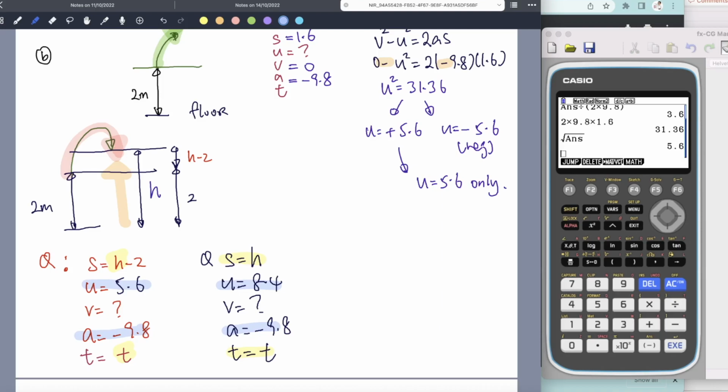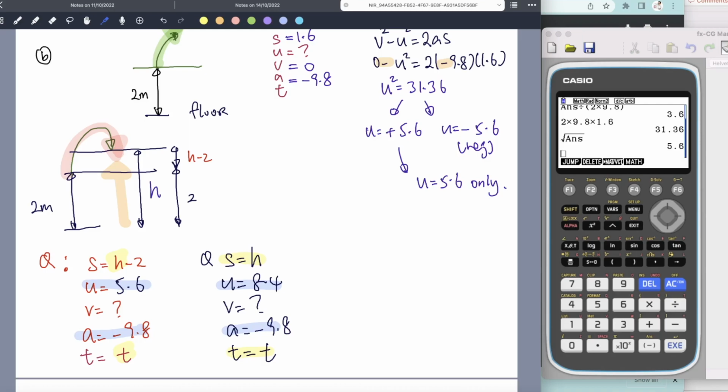I have a question. How do you know that particles don't meet below 2 meters? I do not know where the particles meet. That's why I put it as H and H minus 2. If the H that I find out is a number bigger than 2, then they meet above 2 meters. If H is less than 2, then H minus 2 will be negative. That means the displacement is negative, but it's still fine. The equation will still work.